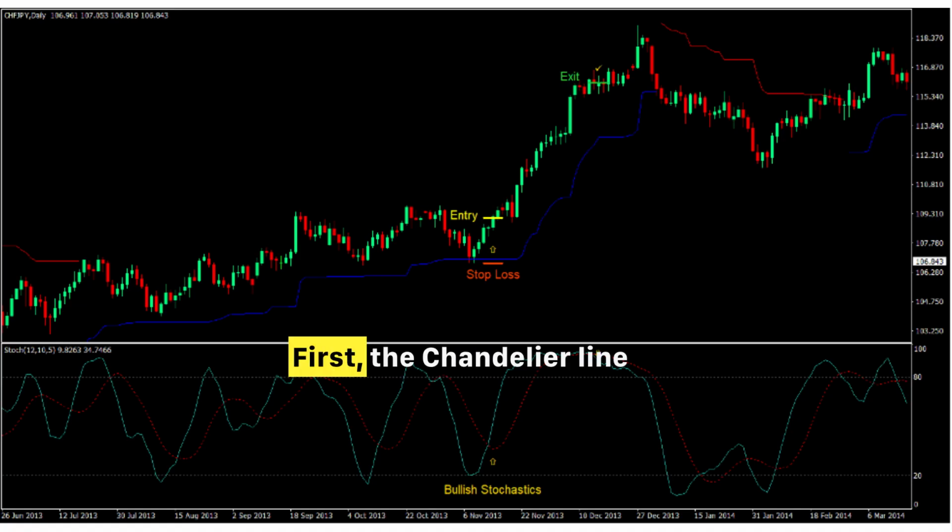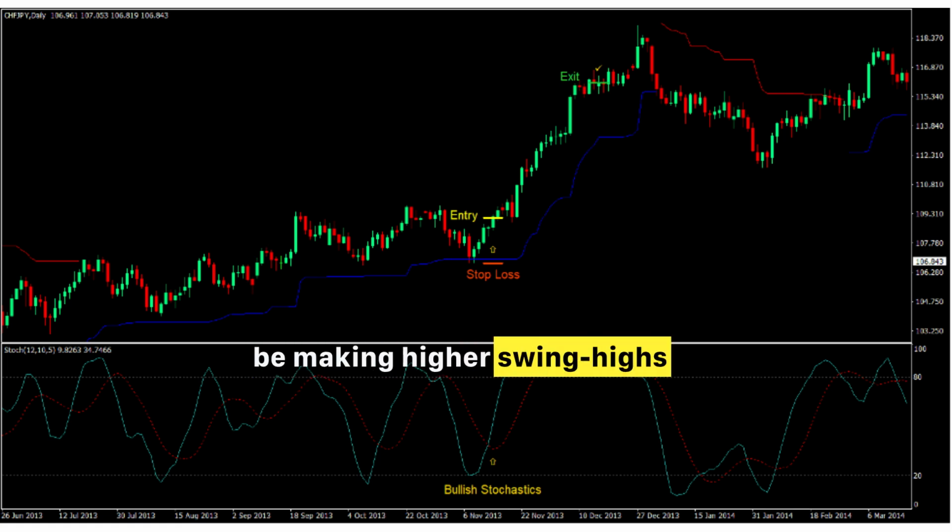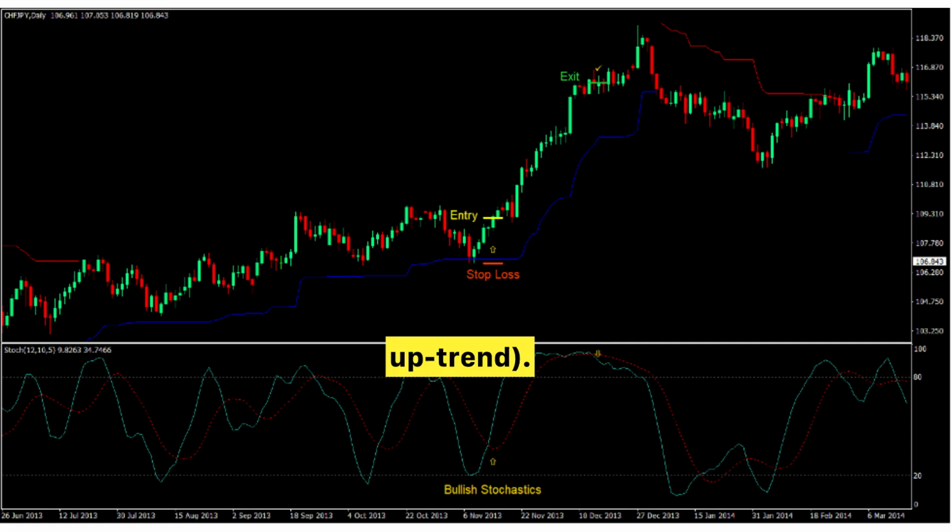For a buy, first, the chandelier line must be below price and colored blue. That means the trend is up. Then price needs to be making higher swing highs and swing lows, i.e., an uptrend.